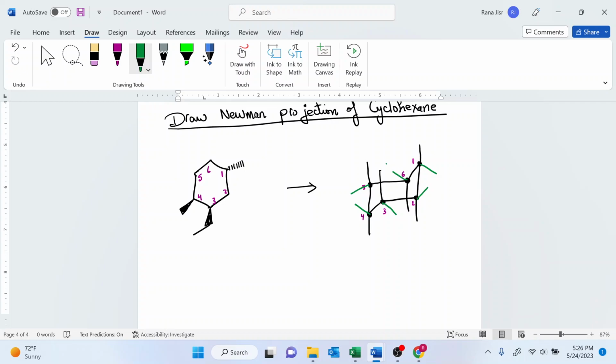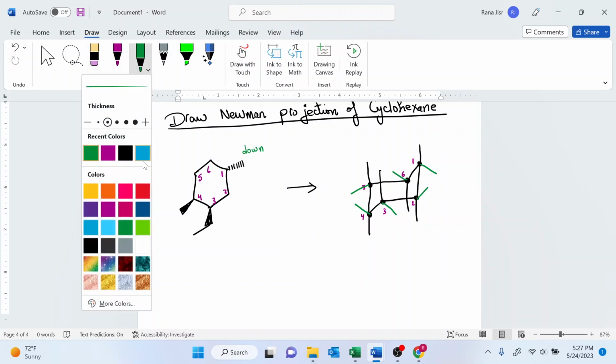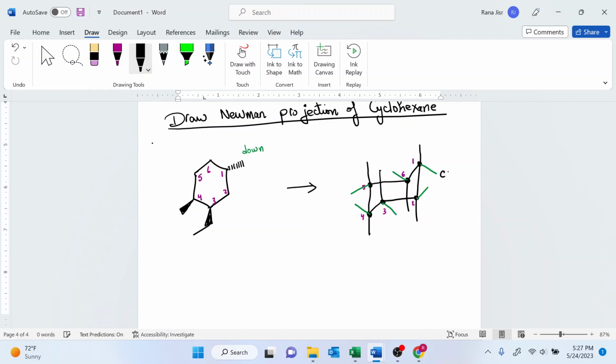So now I've labeled all my axials and equatorials. Now I'm going to go ahead and put my substituents in there. So my CH3 here is down. It needs to stay down. It cannot stay up. So on carbon number 1, it needs to be down, and down is the equatorial position. So here I do have my CH3.